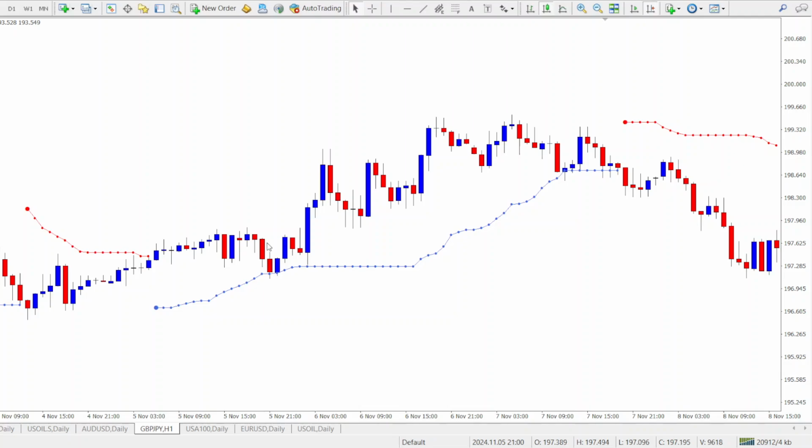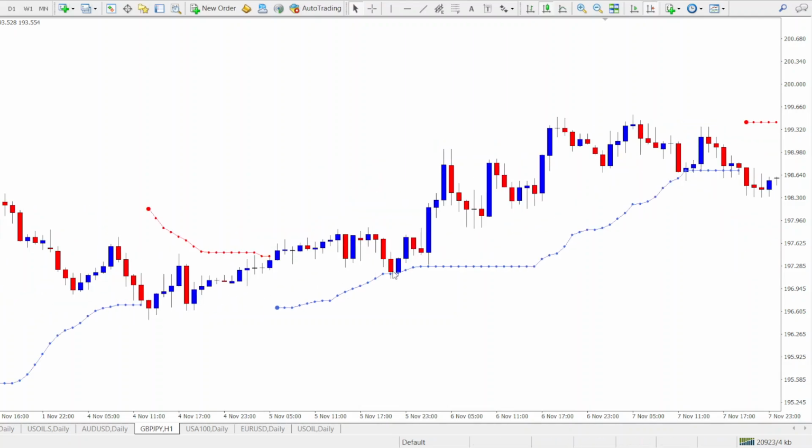So we would have considered entering a buy trade around here, given the fact that this is now a bullish trend, as the price bounced off the indicator. After entering a buy trade, we can consider setting our stop loss below the previous swing low.